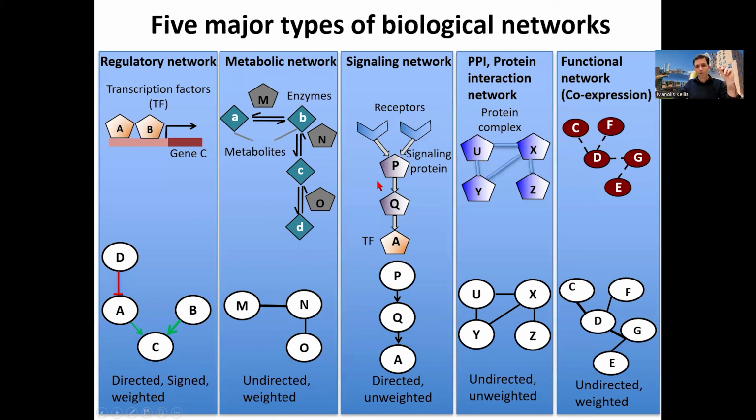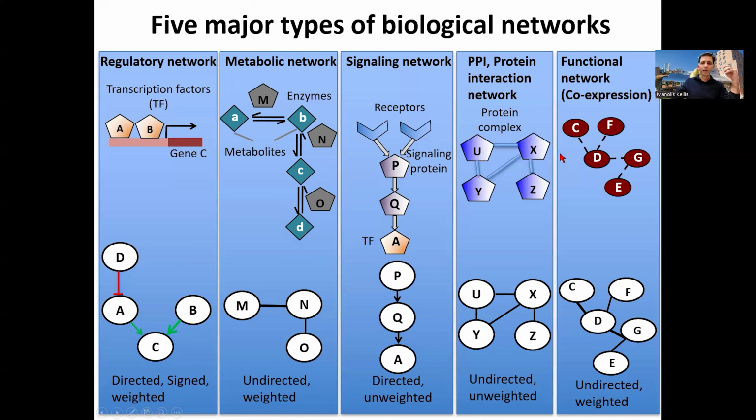For a signaling network, we basically have a directed and unweighted network, because after I've phosphorylated something, it doesn't matter how much I've phosphorylated it, it is just phosphorylated. Okay? So it's a directed and unweighted network. For protein-protein interaction networks, these are unweighted and they're symmetrical. If A interacts with B, B interacts with A. Everybody with me here?